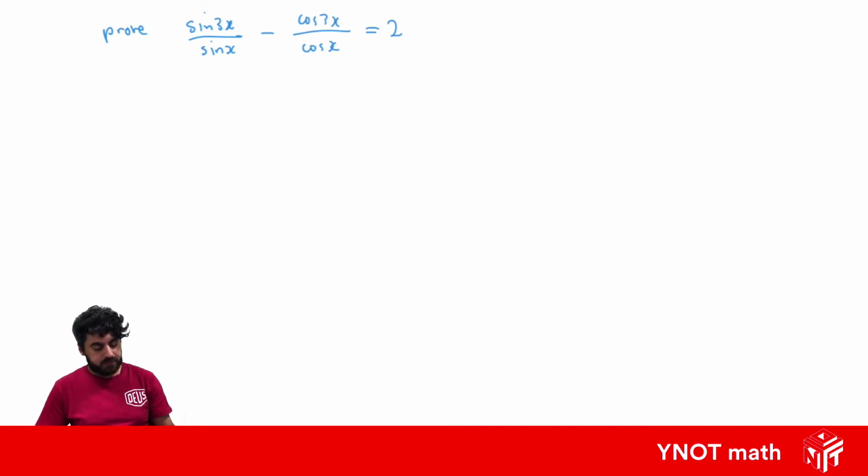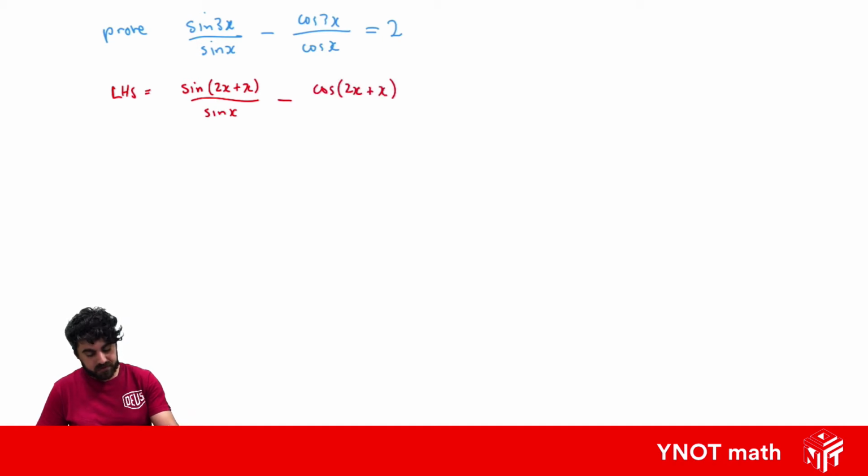Now, we can write better expressions for sine 3x and cos 3x using our compound angle results. So we'll take our left-hand side, and we can rewrite these as sine of (2x plus x) all over sine x, minus cos of (2x plus x) over cos x.